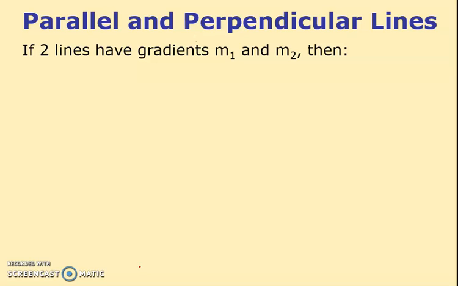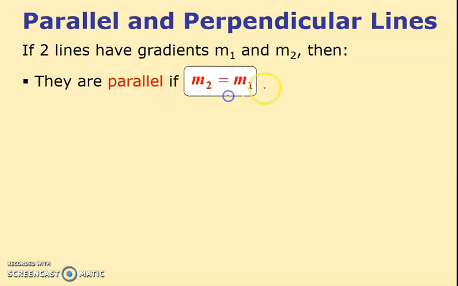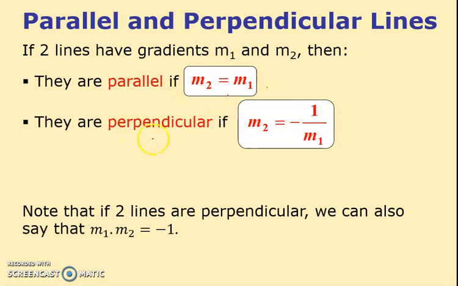And this is the basic reason why, I know the answers for this. If you have two lines where the gradients are m1 and m2, then if they're the same, as I've said, they're parallel. The interesting one is this.